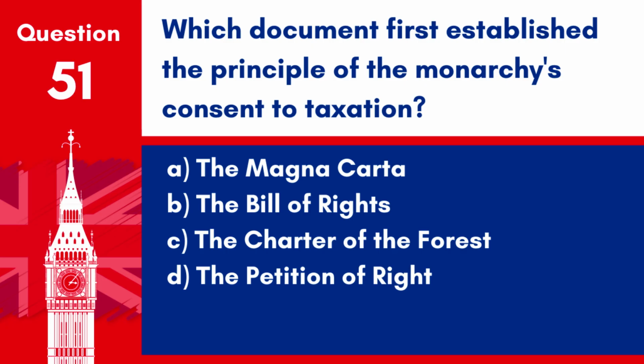Question 51. Which document first established the principle of the monarchy's consent to taxation? A. The Magna Carta. B. The Bill of Rights. C. The Charter of the Forest. D. The Petition of Right.